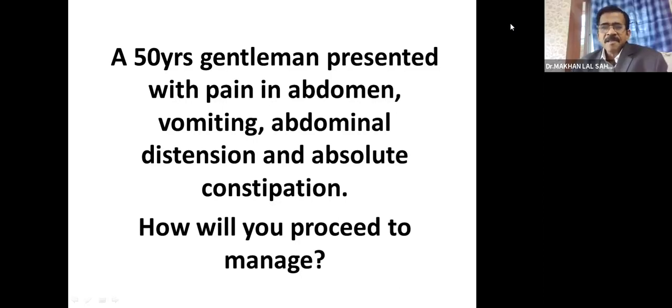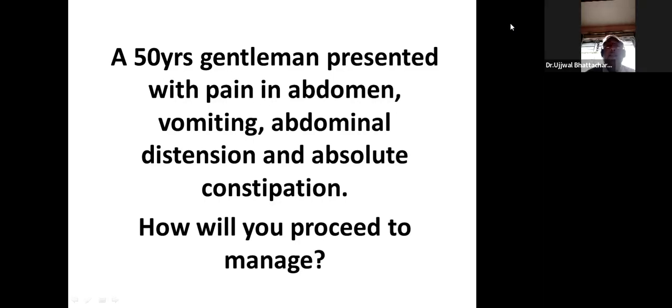Okay. I think Dr. Bhattacharya, you have covered most of these things. Now, I have only 1 or 2 questions. Suppose it was a closed loop obstruction, gangrenous gut, so you have to dissect the segment of the gut. Now, after dissection, say it is a mid-small bowel, what will you do after dissection of the gut?